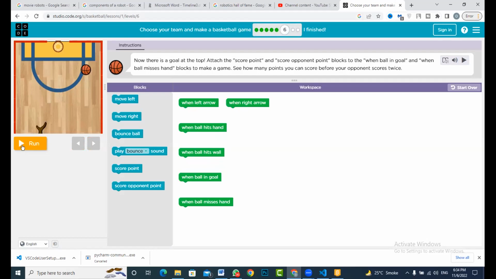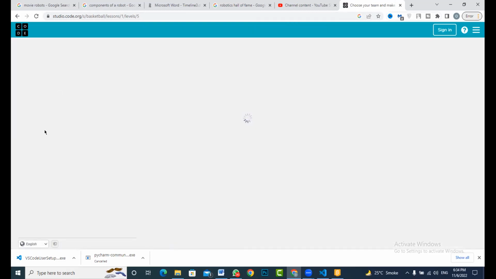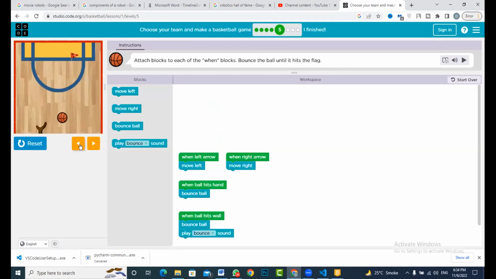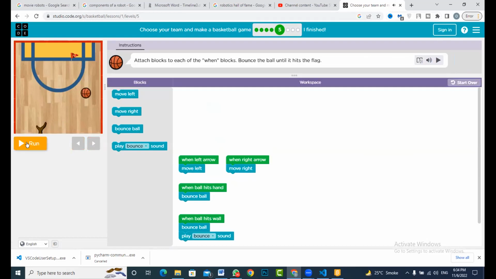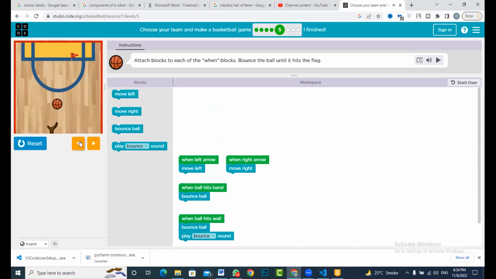It's quite easy. Level 5 is not that difficult. See, Mashayim, what you need to do is use these arrow keys to get in the way of the ball and make sure that it touches the hand and stays in the air.